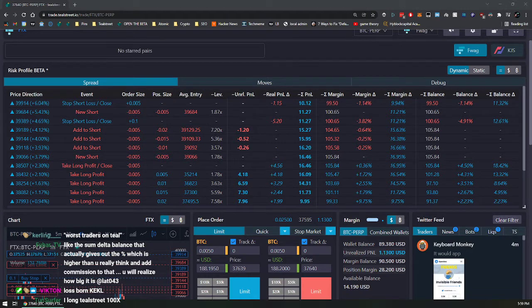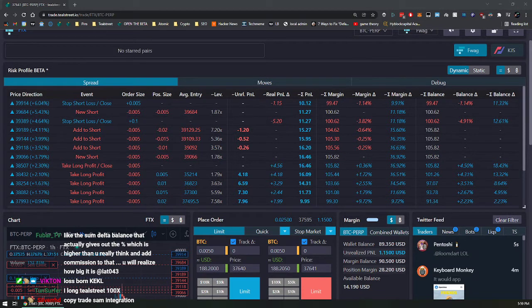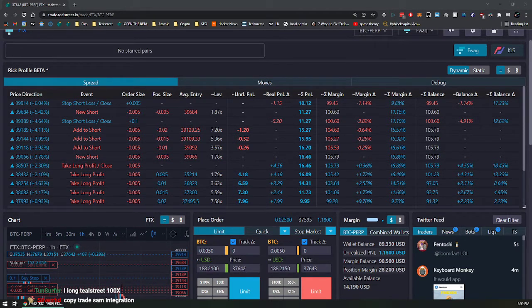All right, Fubar had another question. Like the sum delta balance that actually gives out the percentage, which is higher than you really think, and add commission to that. And by commission, you mean trading fees, like maker versus taker? Yeah, trading fees. I've wanted that feature basically for a long time. Like an estimate of the fees, quoted in dollars or in Bitcoin. That'd be great.